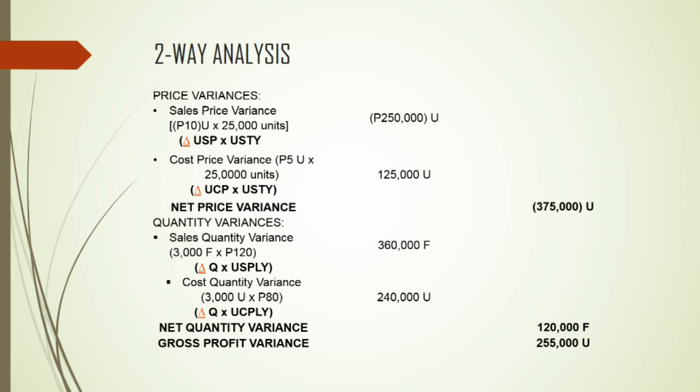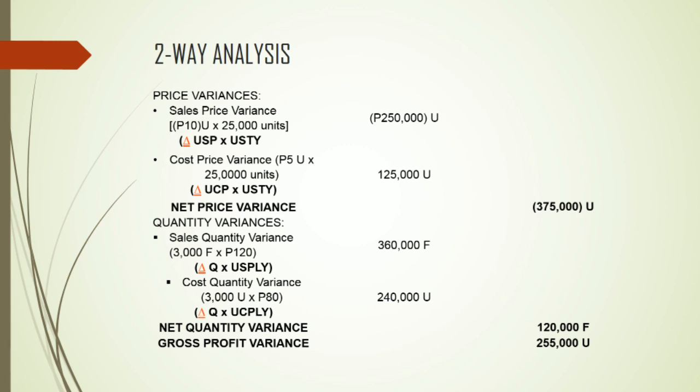Under the quantity variances, we have sales quantity variance and the cost quantity variance. For us to get the sales quantity variance, we have change in quantity times unit selling price last year. So the change in quantity is from 22,000 sales in 2018, it increased by 3,000 in 2019. So that is why it is favorable, because our sales increased. So 3,000 times 120 pesos is 360,000 favorable.